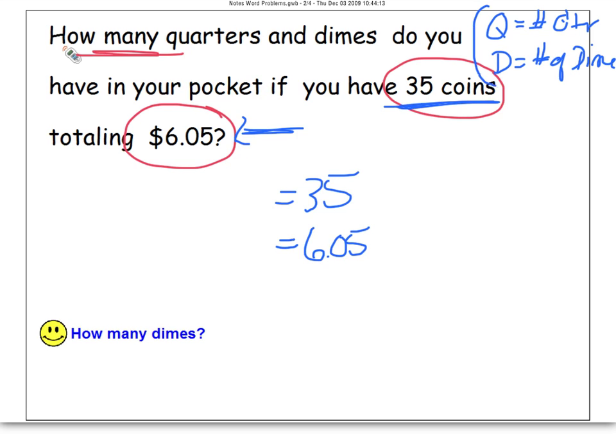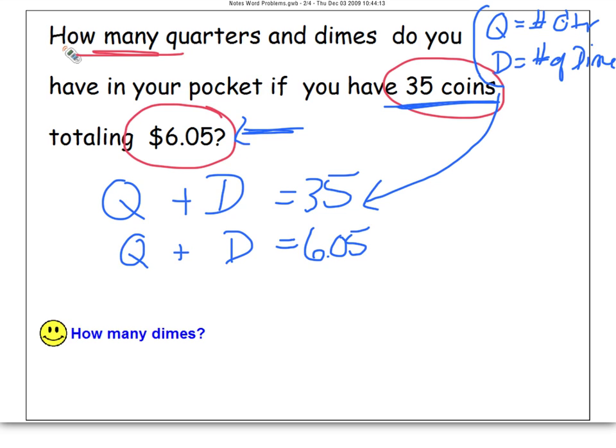Okay, how can we finish this off? How can you use the number of quarters and number of dimes to complete this first equation? Well, you need 35 in total. So imagine they're laid out on a table. You're going to count all the quarters, Q, plus you're going to count all the dimes, D, and there should be 35. To write the second equation, this is the value. We're still using Q and D, so I'm going to put Q and D back in here, but think about what to write with it.